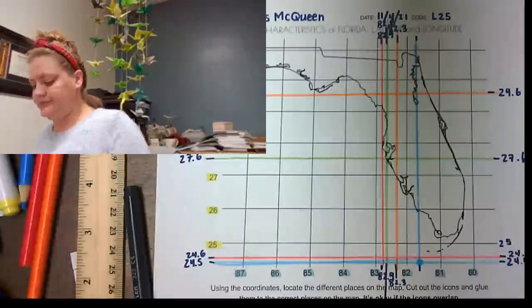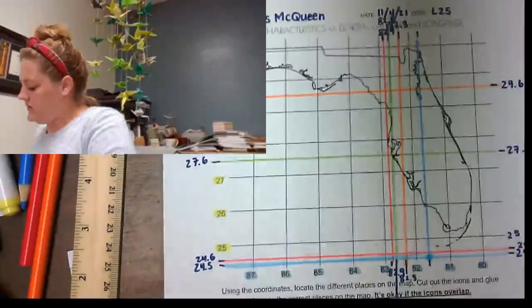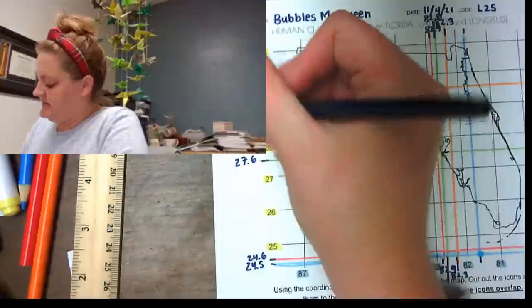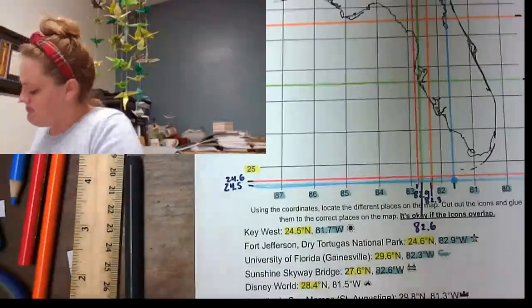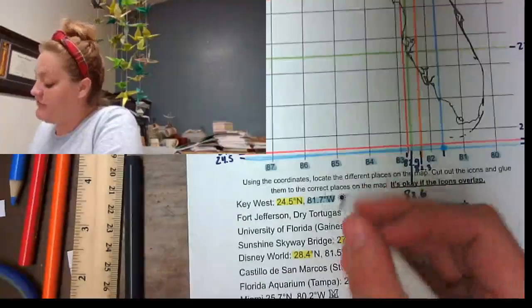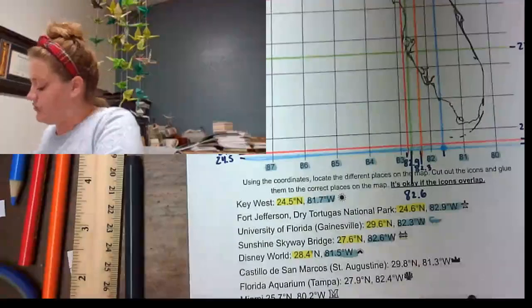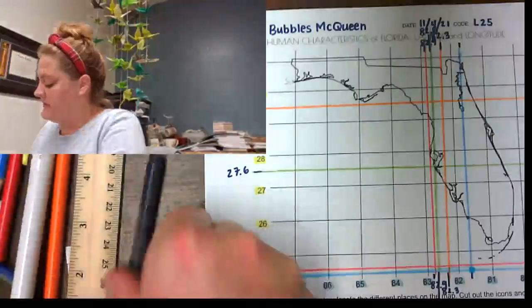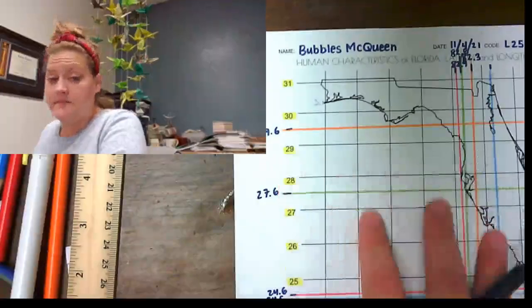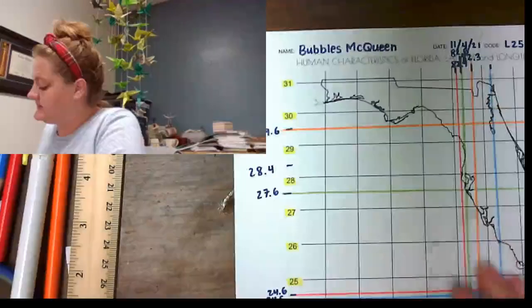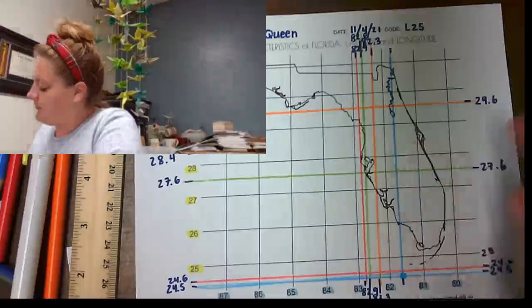All right, Disney World. Disney World is at 28.4 degrees north, 81.5 degrees west. Let's highlight that. 28.4 would be between the 28 and the 29, a little bit closer to the 28. And 28.4 on this side.